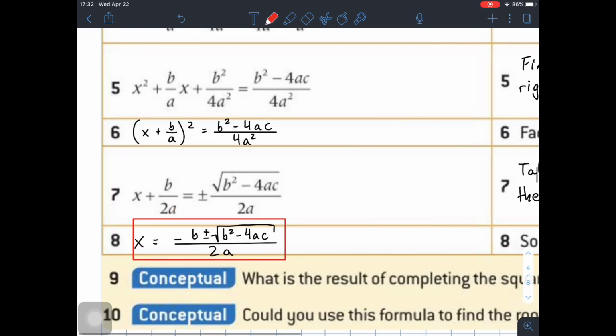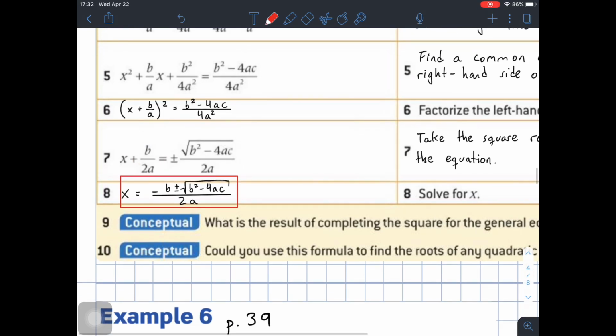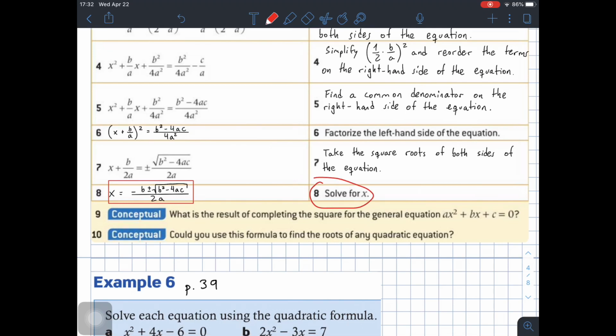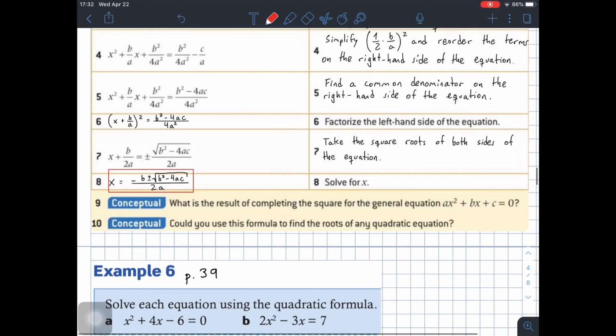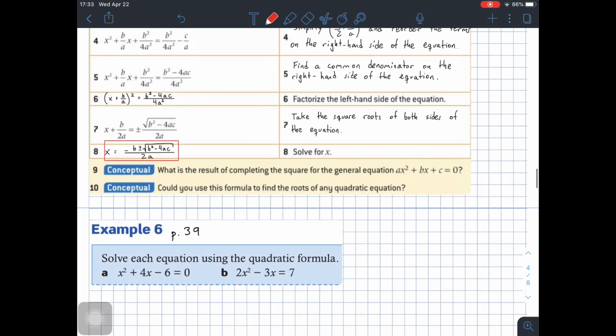So then, once we took the square root, the last step is to take this to the other side, and it will be negative because it's positive here. So we finally get the famous quadratic formula, which is that one over there. So step number 8, solve for x. That's leave the x alone. And this is where the formula comes from. Obviously, you don't need to know this. I'm just showing you this for you to be able to understand where it comes from. And I don't know, maybe if you're just curious to know.